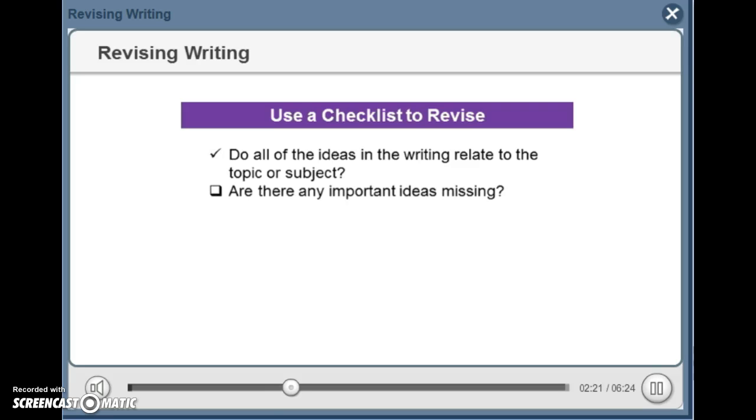Are there any important ideas missing? Reread your draft and think about ideas or details that may be missing. Can you add things that will help the writing make better sense? Adding important details will help make the draft stronger.